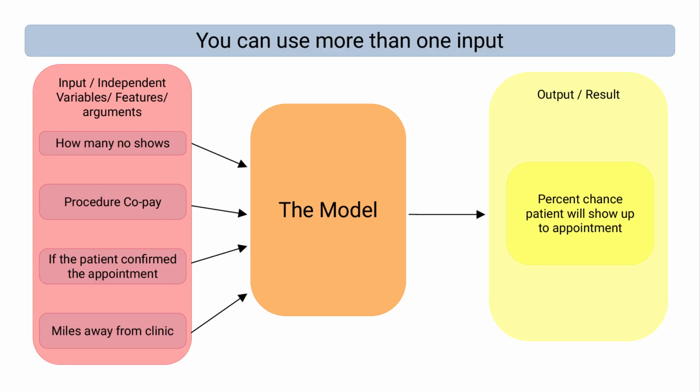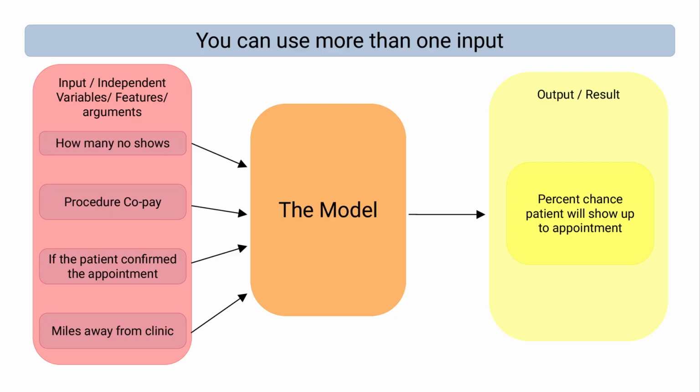So in this hypothetical example, I put how many no-shows the patient had, what the copay of the procedure is, and whether the patient confirmed the appointment or not. In this kind of case, whether the patient confirmed the appointment or not is called a Boolean value. So it's either a 0, which means they didn't confirm, or 1 if they did confirm. So we use those extreme values of 0.0 and 1.0 to signify true or false.